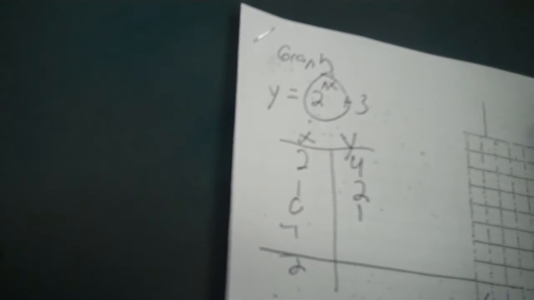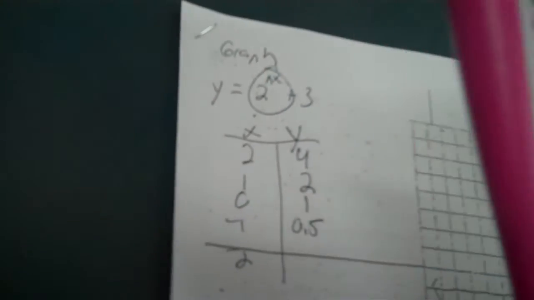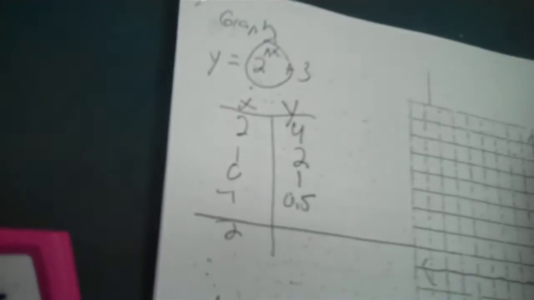Again, if you forget that that's 1, just go 2 to the power 0, and you'll see anything you put to the 0 power is 1. 2 to the -1 is 0.5. And then 2 to the power of -2 is 0.25.